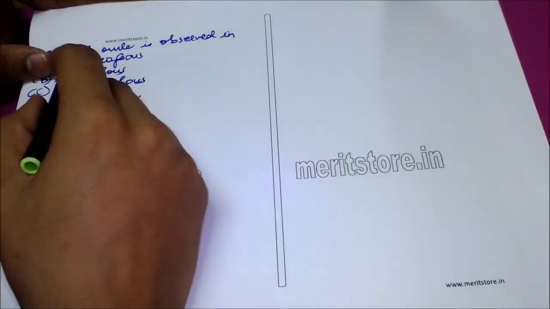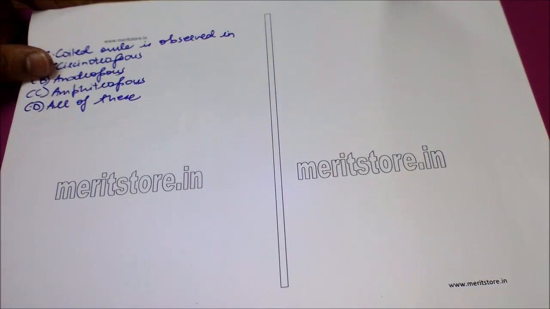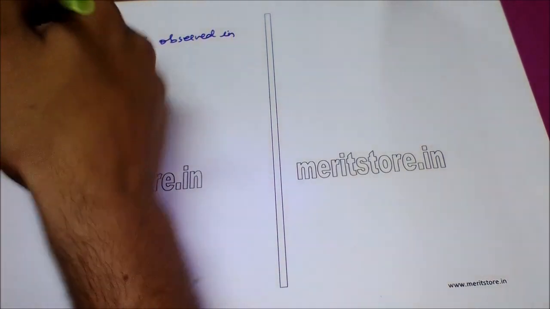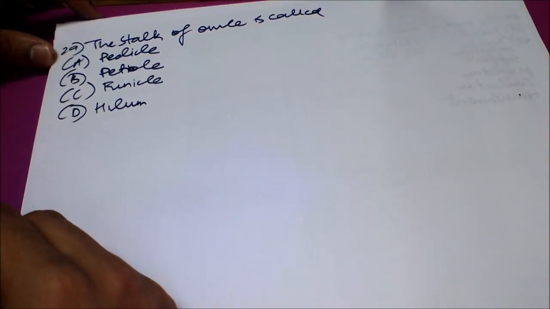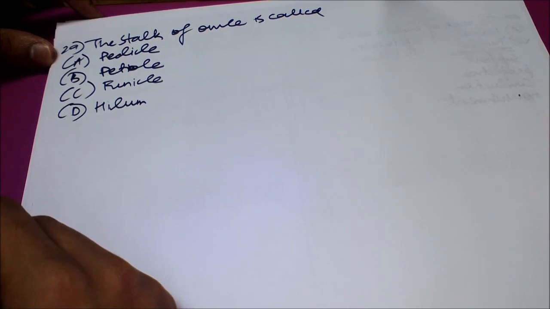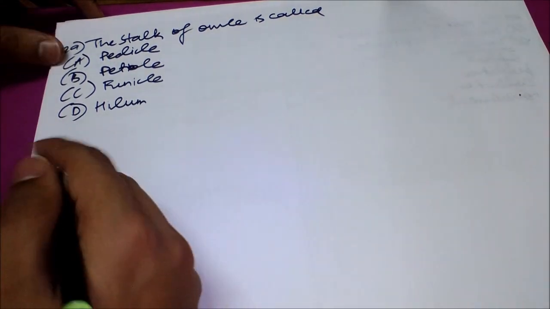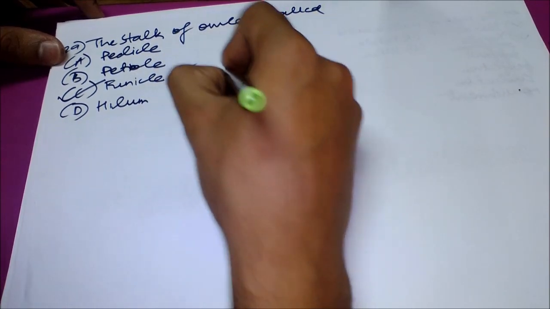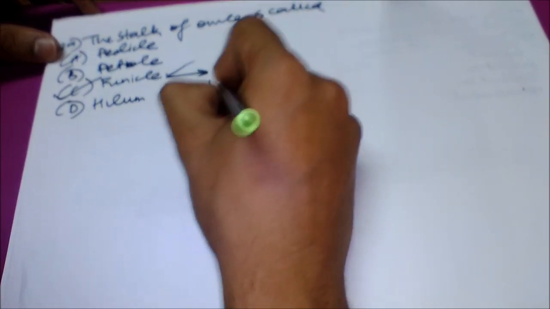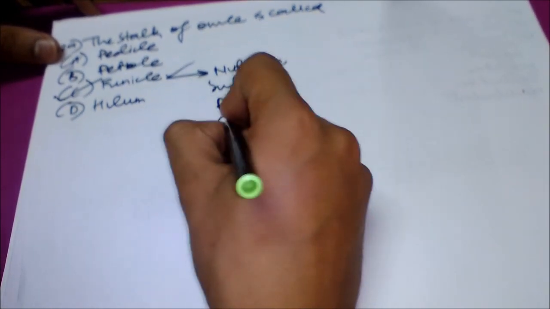The next question is, coiled ovule is present in option A, Circinotropous, option B, Anatropous, option C, Amphitropous, and option D, all of these. The answer to this question is option A, which is Circinotropous. Our next question is, the stalk of ovule is called option A, pedicel, option B, petiole, option C, funicle, and option D, hilum. The answer to this question is option C, which is funicle, and the funicle is known to perform functions of nutrition, support, protection and conduction.